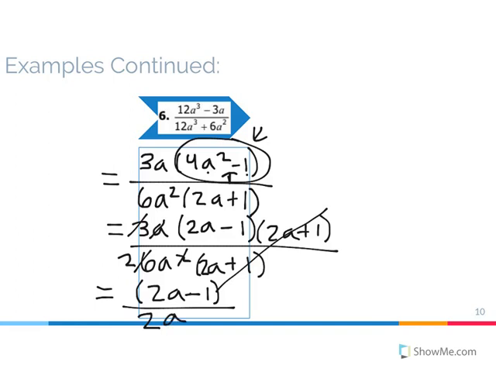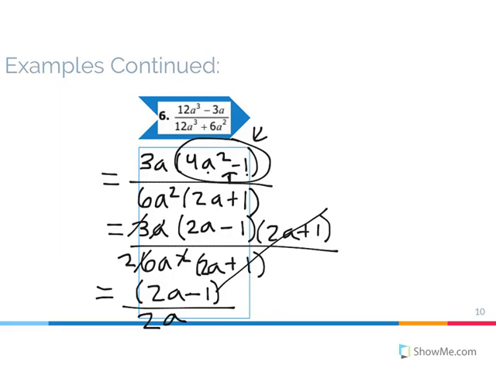You are not able to cancel these out because this one is attached to this -1. So you don't get to cancel those out. I know everybody wants to try to, you don't get to. Okay, so then I just need to figure out what my denominator is not able to equal.